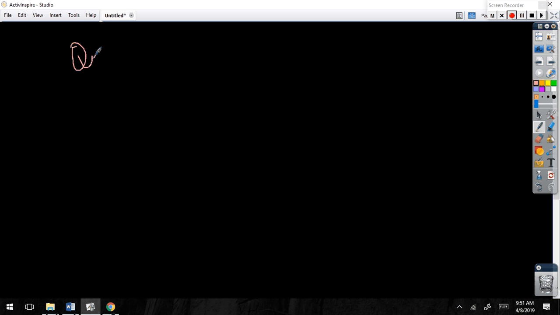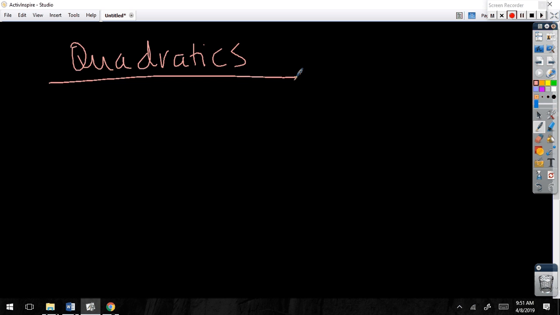All right, quadratics. Speaking of graphing, tell me what you know about a quadratic when you graph it. It has a vertex. What's the shape called? It starts with a P. It's a parabola. It could look like this.